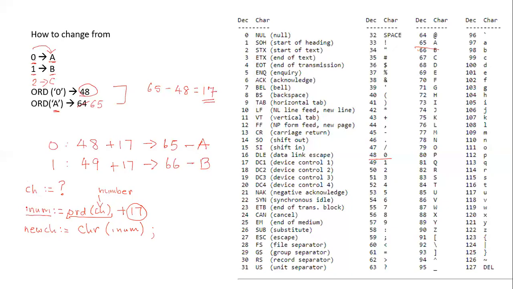That is stored in the variable inum, and then take inum and convert that into a character, which gives us the code A for 0, B for 1, C for 2. This is something that will help you in one of the question papers.